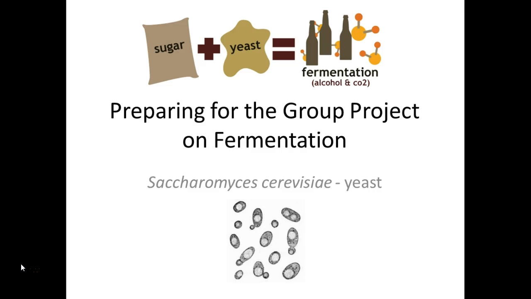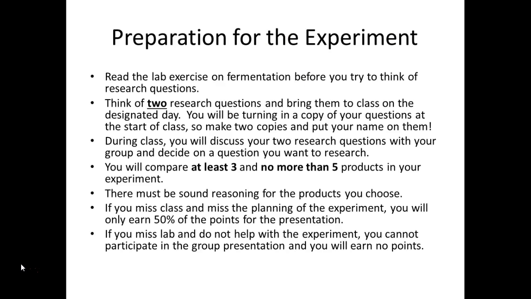And fermentation is a process that you have learned about in lecture. Alcoholic fermentation produces alcohol, ethyl alcohol, and carbon dioxide. For this project, we're going to be measuring the amount of carbon dioxide that is being produced. Before you begin your preparation, read the lab exercise.